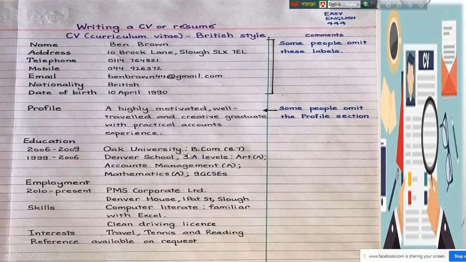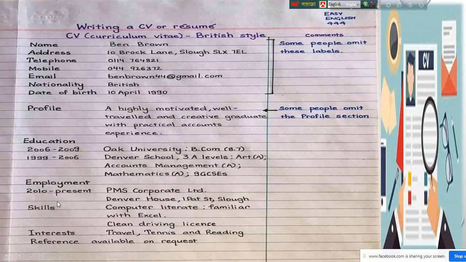Sorry, not address, but the levels of graduation are given here. Art A, Accounts Management A. That means this is also maybe the grade, and mathematics A. Then this is what I say in our country, CGPA. Okay. So these are the academic information shortly given here, and then employment history.